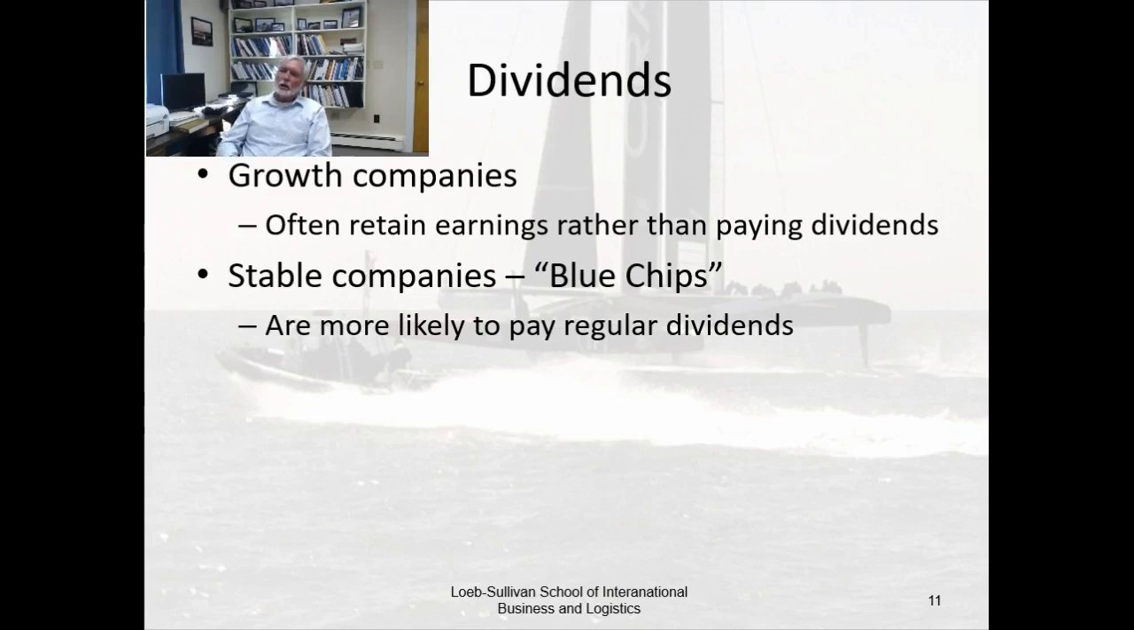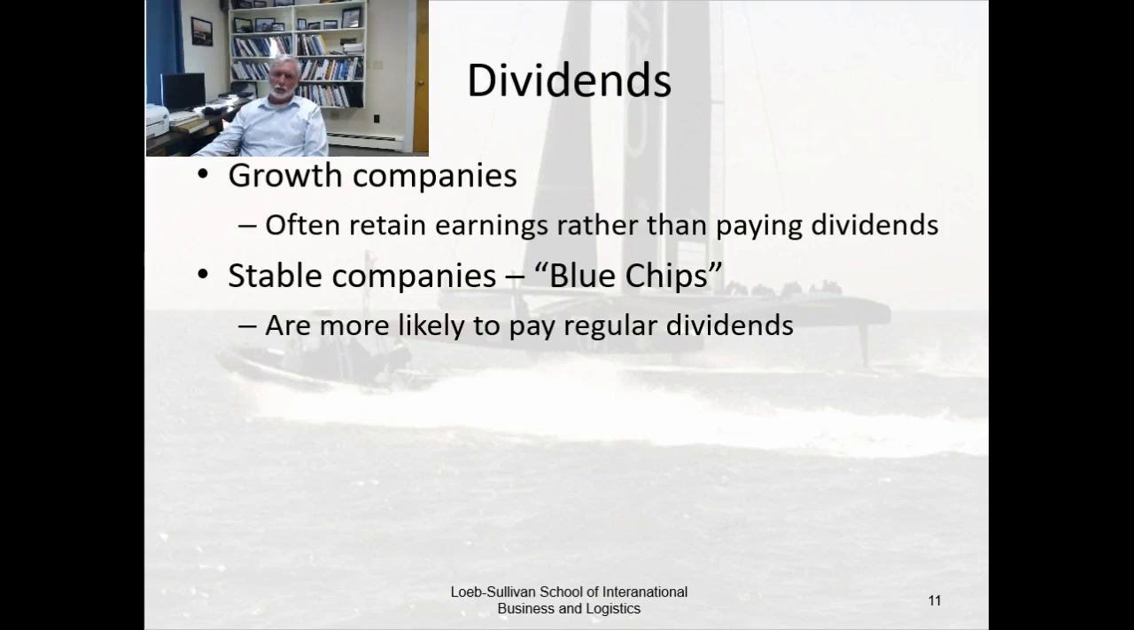Dividends. Growth companies often keep their earnings and don't pay out dividends because they are growing fast and need the capital, and they think that they're investing the capital more efficiently than their stockholders would be able to. So they retain the earnings and don't pay dividends. Stable companies, sometimes called blue chips, are more likely to pay dividends. So companies that are generating a lot of cash and don't have as much growth, so they don't need as much capital, are likely to pay out higher dividends or dividends at all, whereas growth companies often don't pay out any dividends.